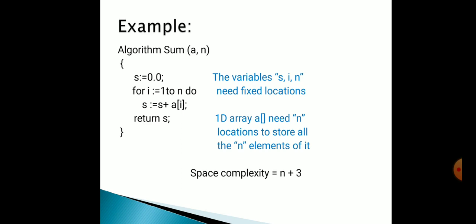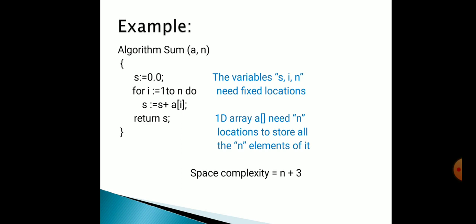See here, s is equal to 0. One initial value is supplied to s, which means in order to store that, s requires one fixed location. Similarly, i also needs one fixed location so that its value can be varied from 1 to n. To store the input value n, we need a fixed location. So the variables s, i and n come under the fixed part.